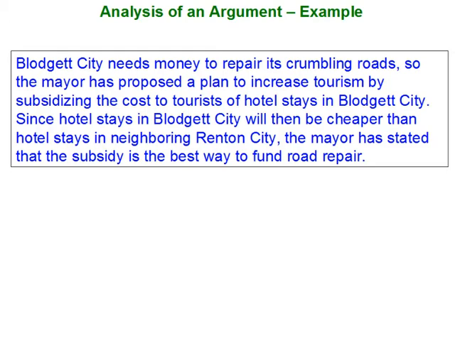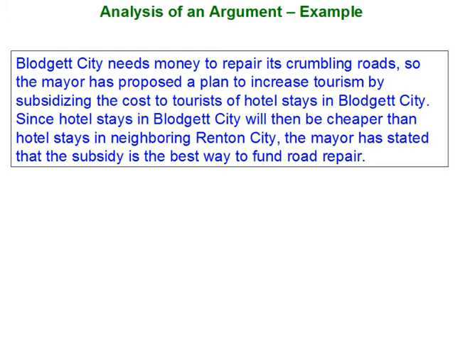You might stop and ask yourself here, what is the conclusion of this argument? And conclusions of arguments often have these superlative terms like the best way to do something, an evaluation, a judgment, an opinion. So here the conclusion of this prompt is that the mayor says this is the best way to fund the road repair. And what are his reasons?